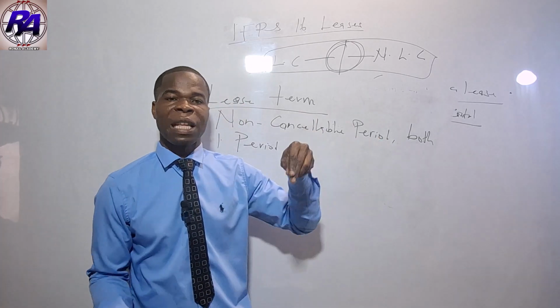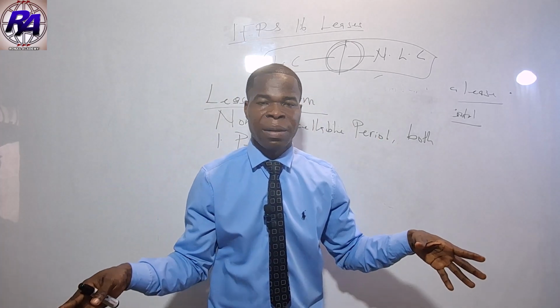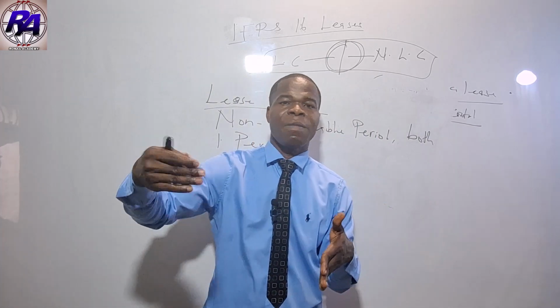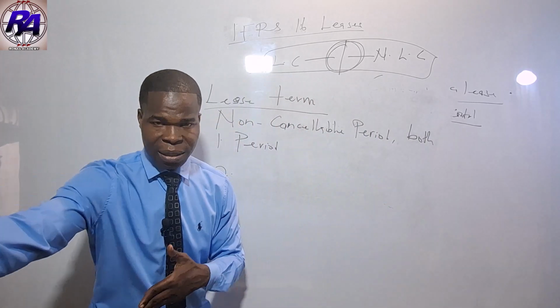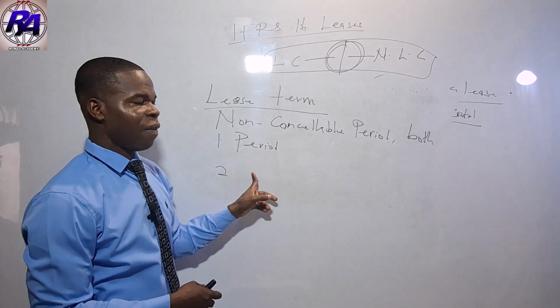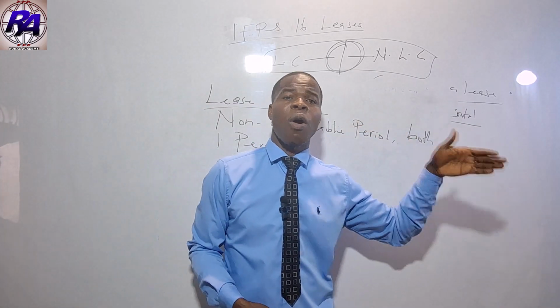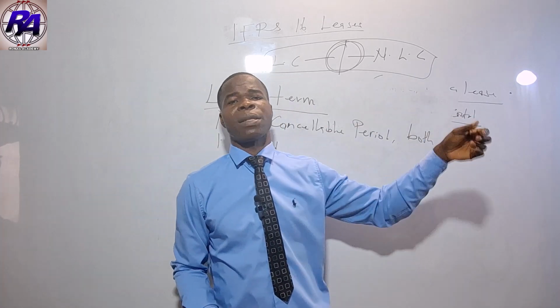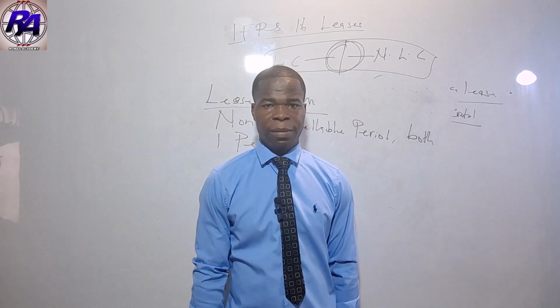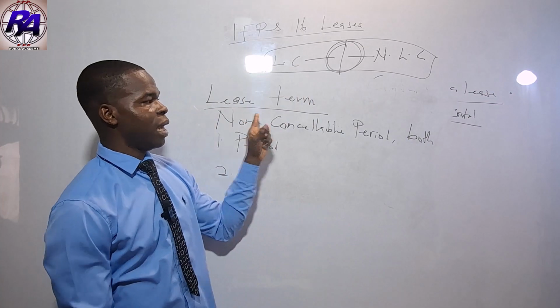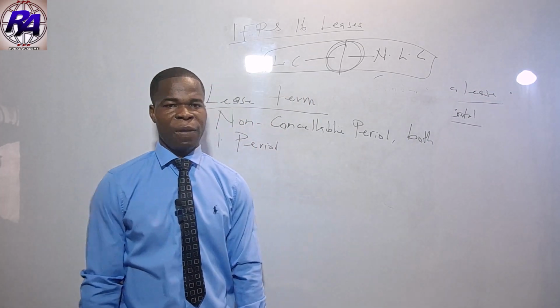So when we talk about the lease term, it is a non-cancelable period, which includes period covered by an option to extend the lease and period covered by an option to terminate the lease if the lessee is reasonably certain or not certain to exercise that option. That is the meaning of the lease term.